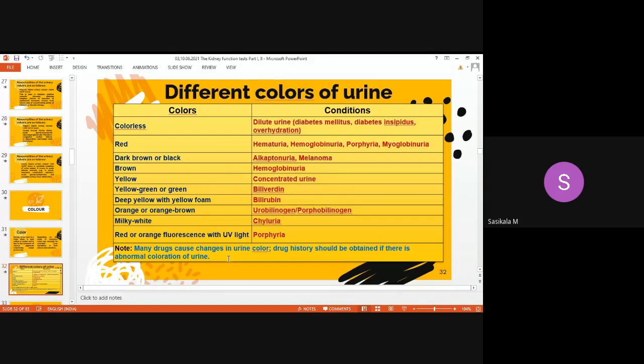Many drugs cause changes in urine color. Drug history should be obtained if there is abnormal coloration of urine. Those who are taking drugs for chronic diseases will also get changes in urine color. So based on the drug, and what color it gives, we can finalize the urine color and the disease condition. For colorless, it is due to dilute urine.